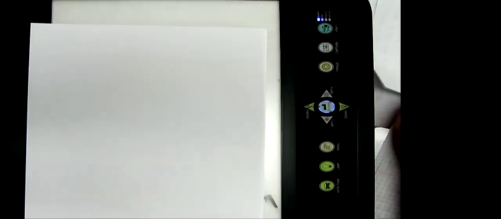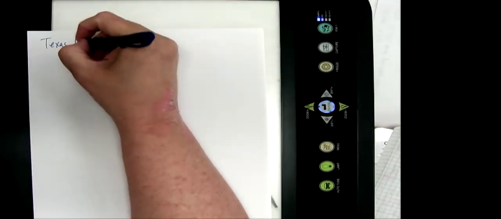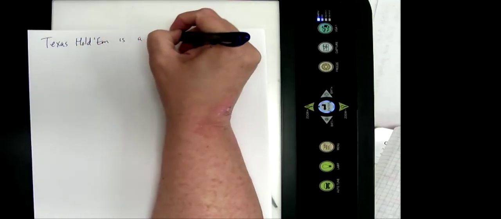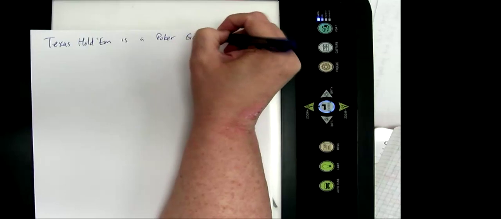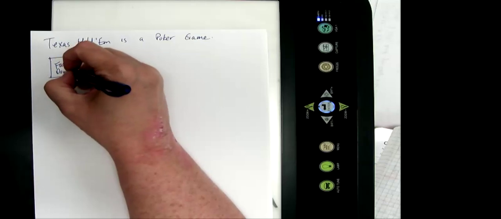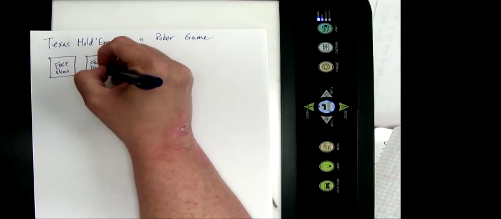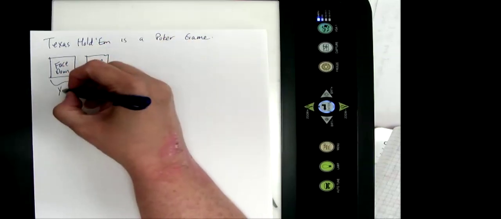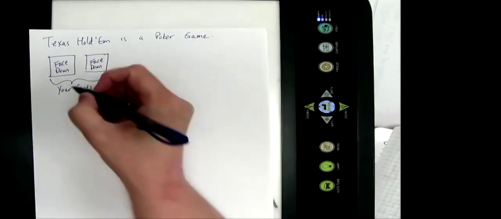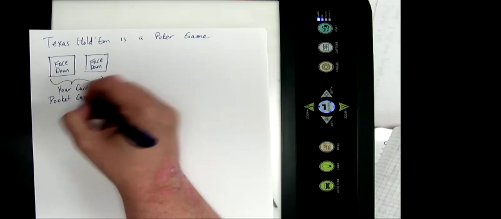Alright, we're gonna talk about Texas Hold'em. Texas Hold'em is a poker game. You get two cards that are face down. And these are your cards alone. They go by the name the pocket cards, or hole cards.